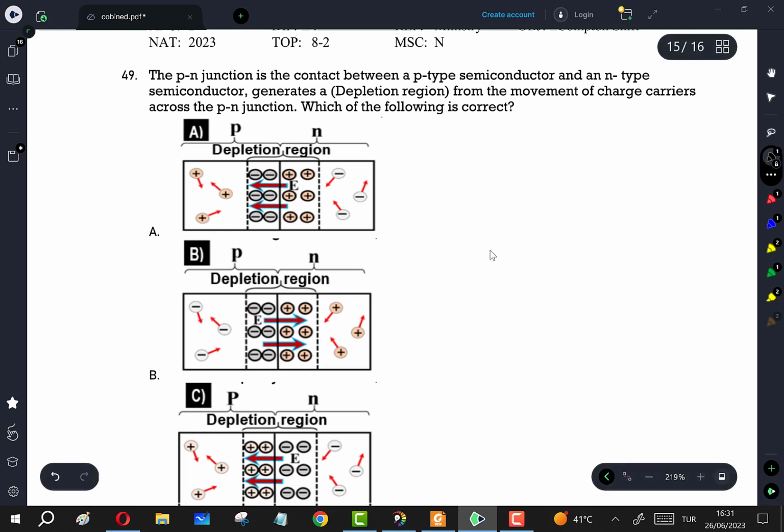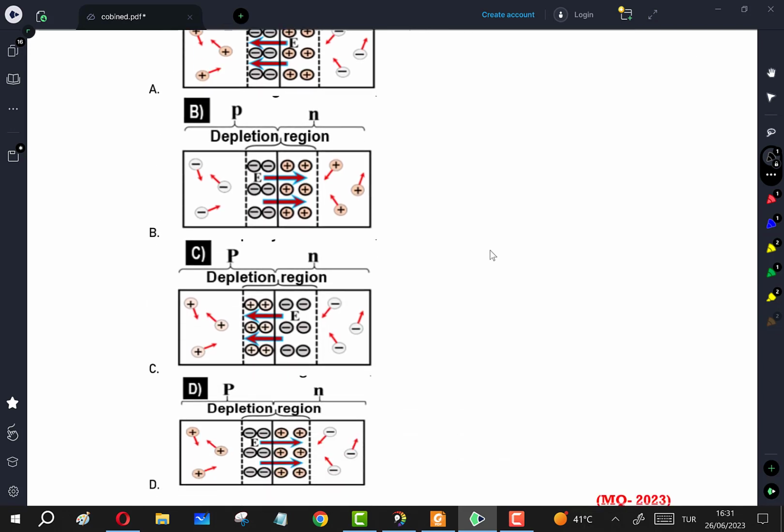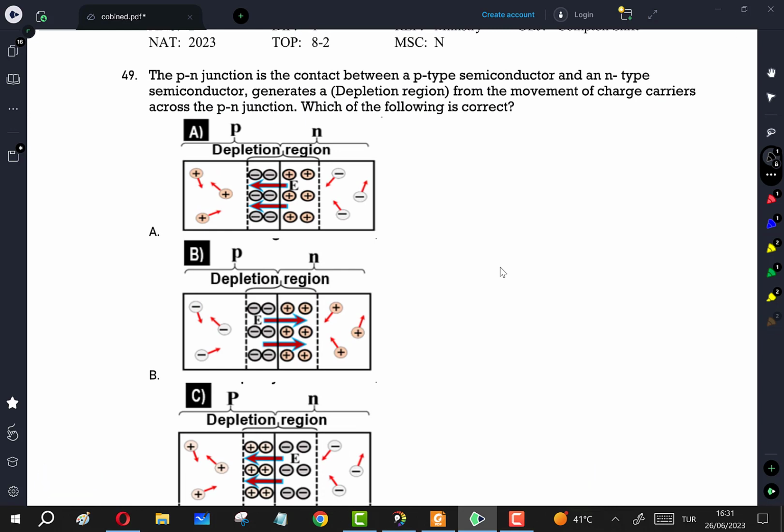In a p-n junction, the contact between the p-type semiconductor and n-type semiconductor generates a depletion region from the movement of the charge carriers. Which of the following is correct? A, B, C, D is given. So remember how the depletion region forms. We are going to combine p-type and n-type semiconductors. We know p-type has positive mobile charge carriers, holes, they can move. N-type has negative charge carriers, which are mobile electrons.